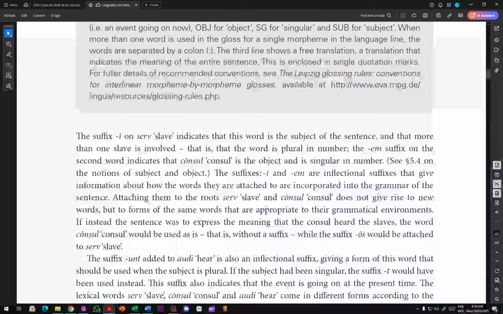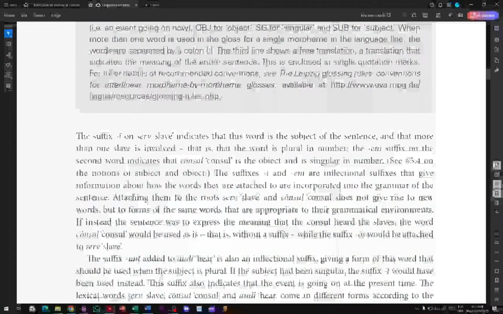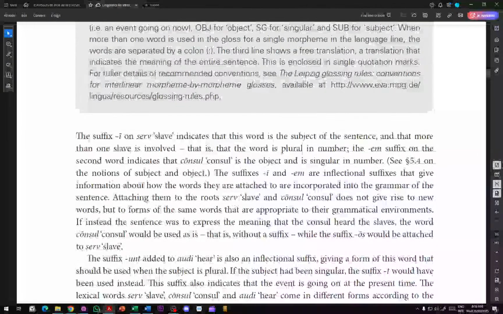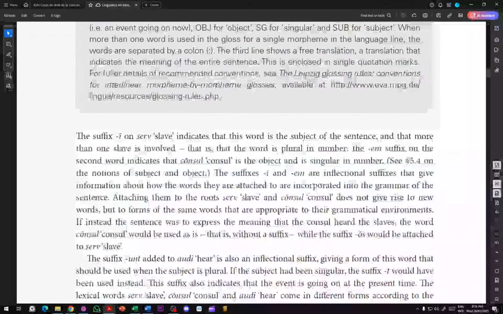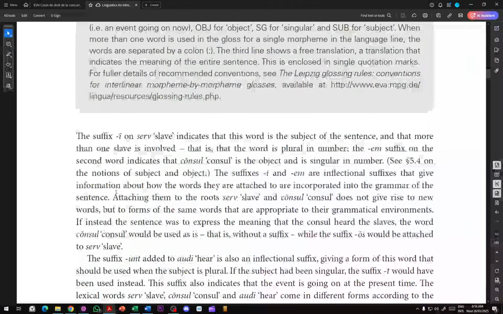The suffixes e and m are inflectional suffixes that give information about how the words they are attached to are incorporated into the grammar of the sentence.